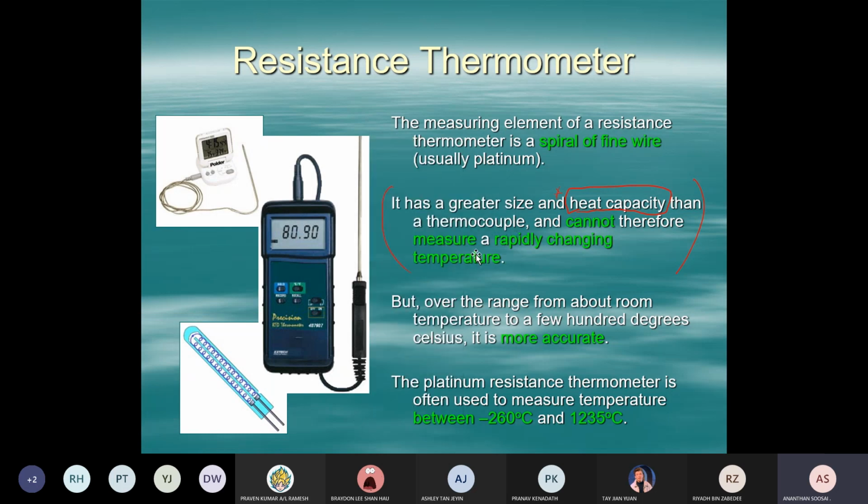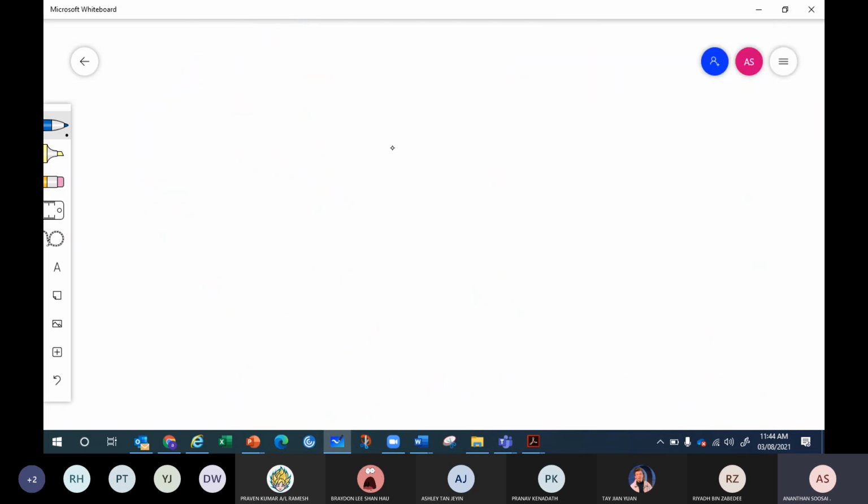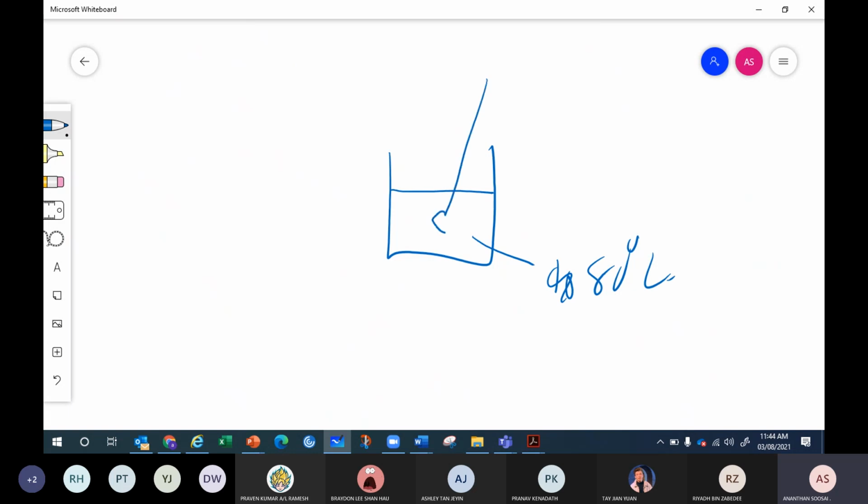Let me go back to the whiteboard. We're going to talk about heat capacity. Let's say you have a liquid at 80 degrees Celsius. You put a normal mercury in glass thermometer inside. Originally the thermometer was at room temperature, 27 degrees Celsius. When the thermometer is placed into this water, thermal equilibrium will start to be achieved. It takes time for thermal equilibrium to be achieved. How is thermal equilibrium achieved?